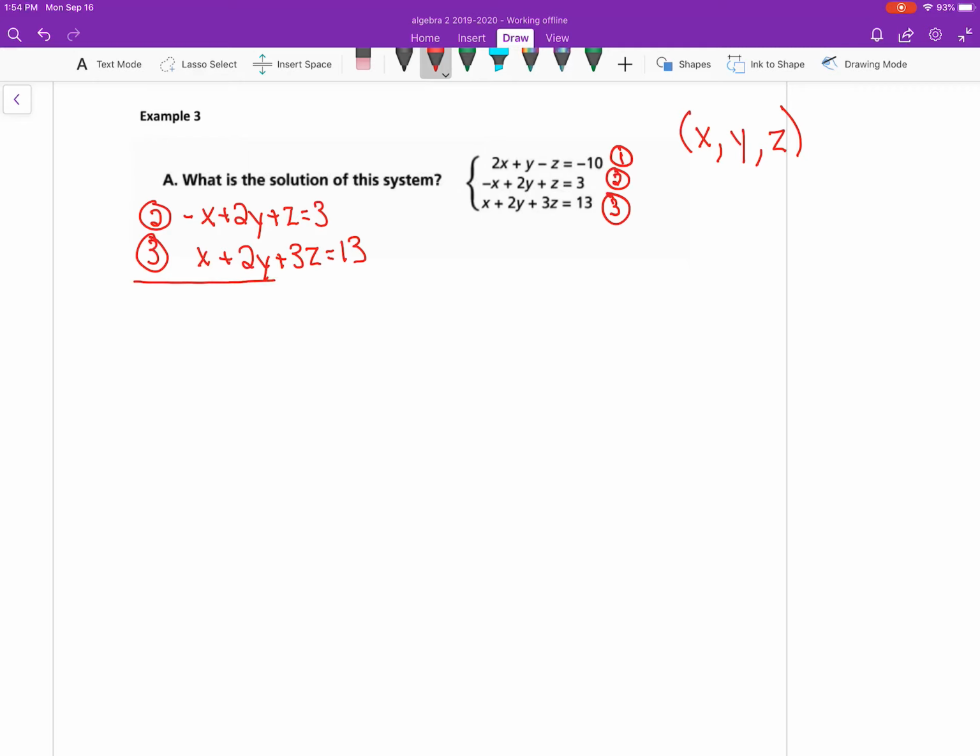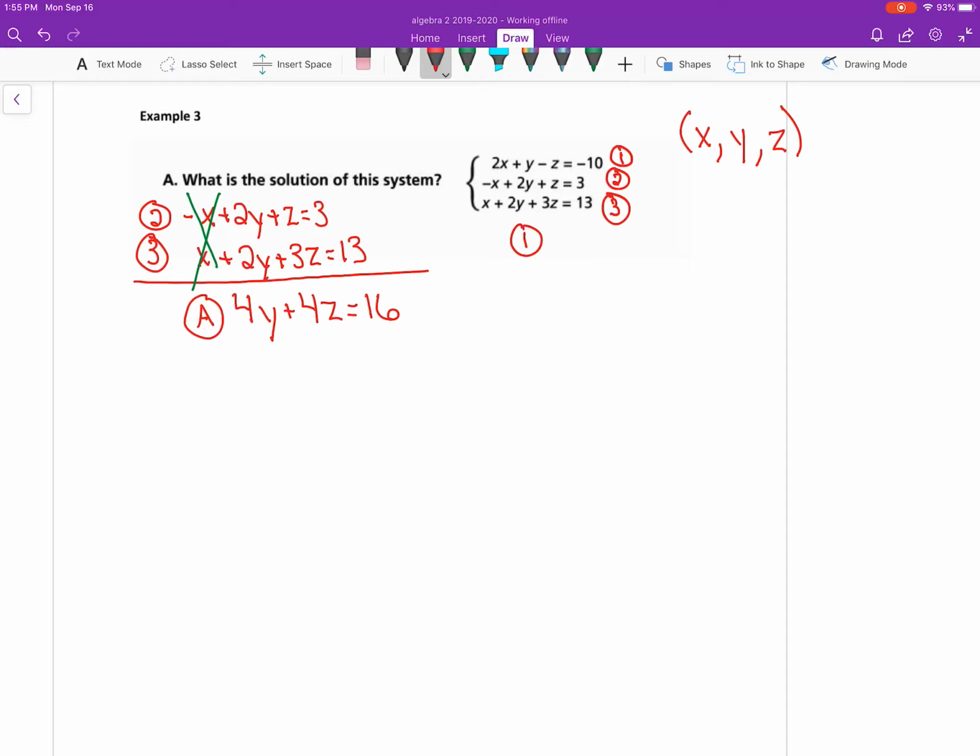And I am going to add straight down. When I do that, you will notice the x's cancel out. So I am left with 4y plus 4z equals 16. So I have a new equation, and I'm going to call that equation A. All right, so I've used equation 2 and 3.